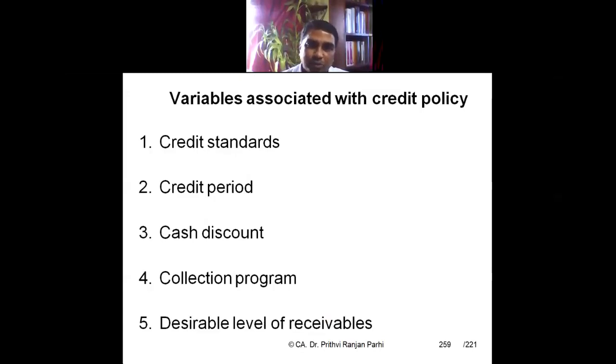Credit policy also deals with credit period, cash discount, collection programs, and how money can be collected. What is the desirable level of receivables? How much can you keep as debtors? Those aspects are also dealt with in credit policies.